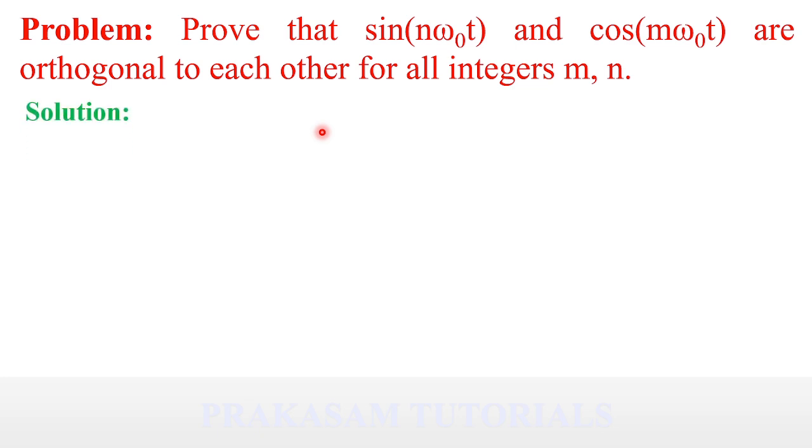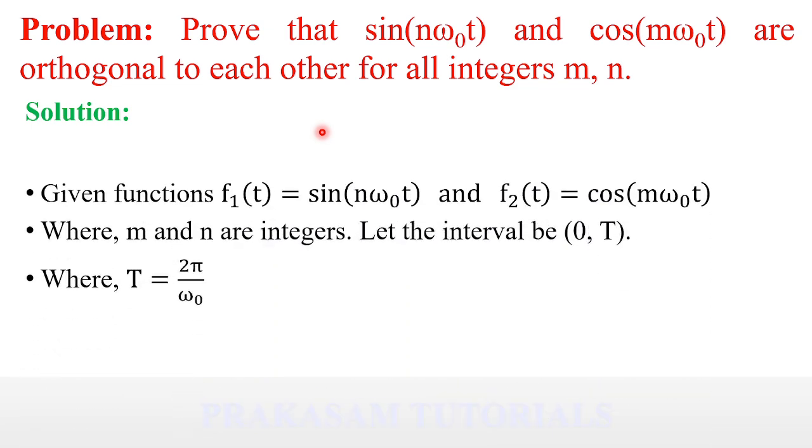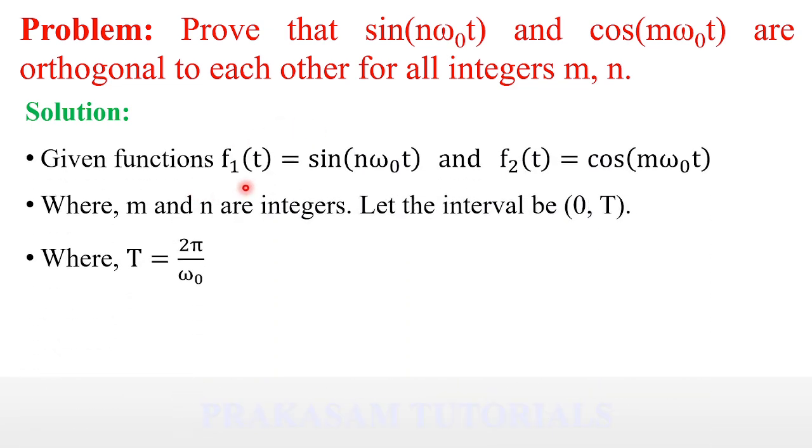And coming to the solution, given that there are two signals or functions that we have to consider. The first signal is f1 of t and the second signal is f2 of t. That is, f1 of t is equal to sine of n omega naught t and f2 of t is equal to cos of m omega naught t, where small m and small n are integers.